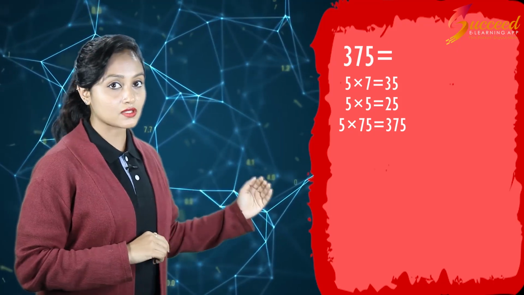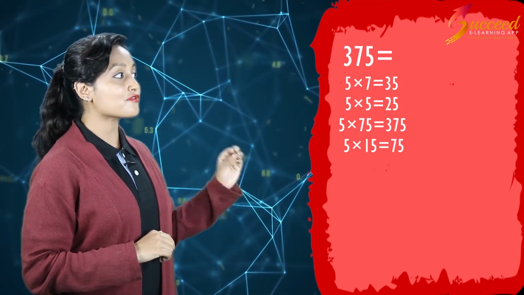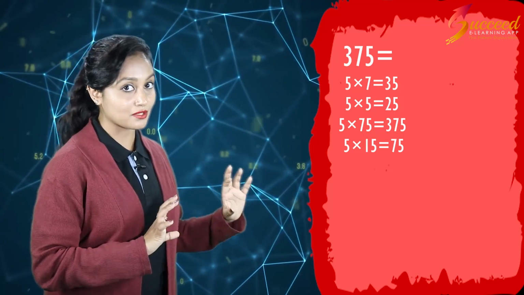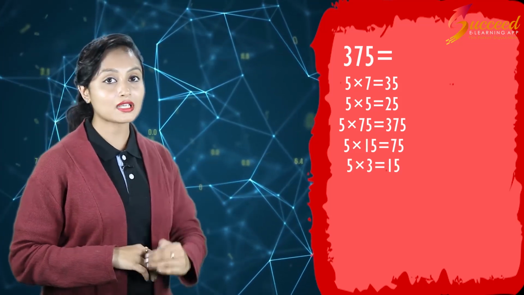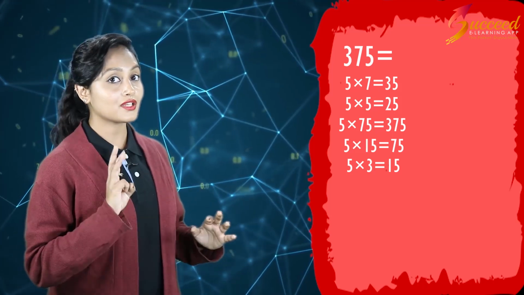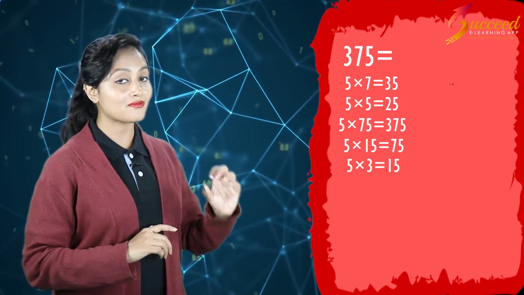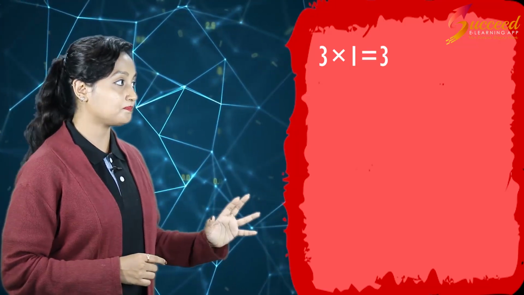Then again it is divisible by 5. 5 15s are 75. Again it is divisible by 5. So 5 3s are 15. We are left with 3, which is not divisible by 5. But in the prime factorization method, the key rule is you have to end with 1. So now the next prime number is 3. So 3 1s are 3.